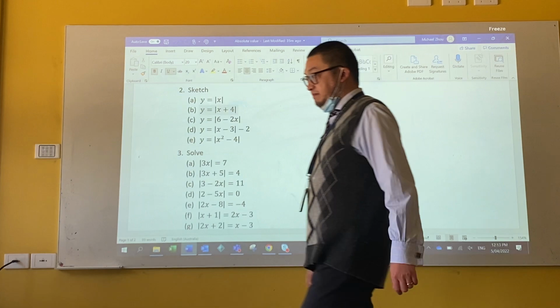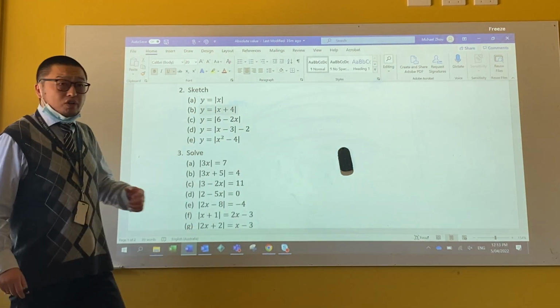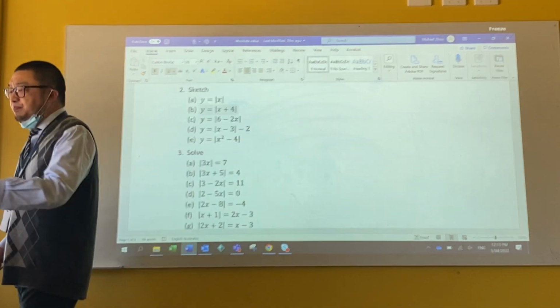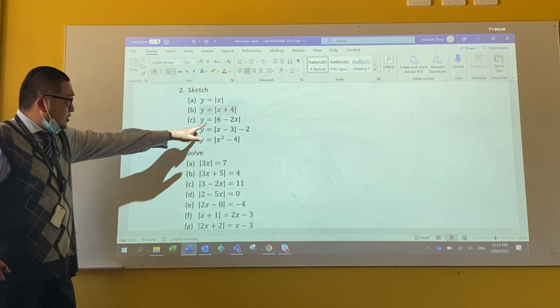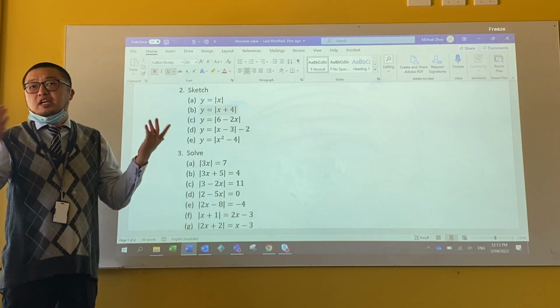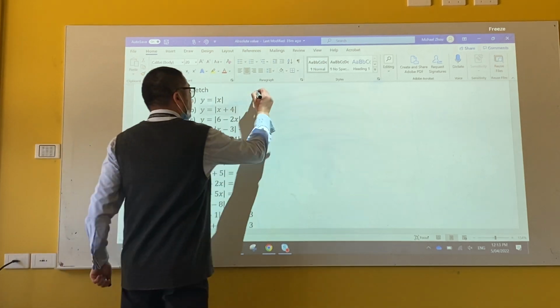Personally, I'm more comfortable with sketching this one first and just taking the absolute value of it.